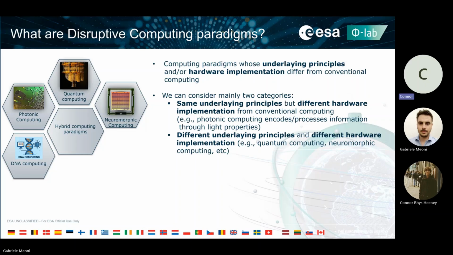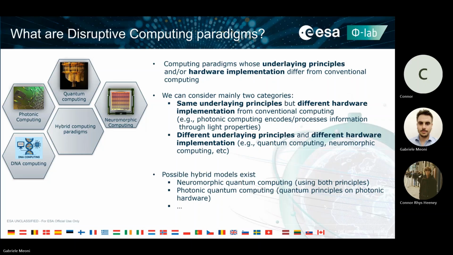There are other cases where even the underlying principles are completely different. This is, for instance, the case of neuromorphic and quantum computing that I will describe to you to make your life more complicated today. Of course, to make it even more complicated, hybrid models exist. You might have cases where you do neuromorphic quantum computing, so you mix 2 paradigms, or you might have photonic quantum computing, where you do quantum computing and use photonic hardware to do it. Today, as I was saying, we are considering this scenario.